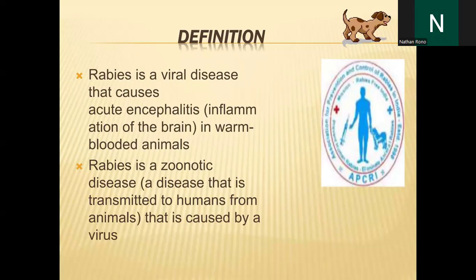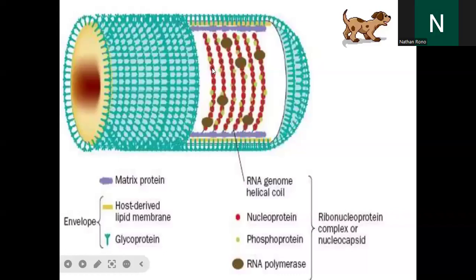So rabies is a zoonotic disease. Zoonotic means it's transmitted between animals and humans, and it's caused by the rhabdoviridae. So here is the rhabdoviridae or the rabies virus. One thing you have to note is it is bullet-shaped. Which virus have we done? We have done rotavirus, and rotavirus is circular. This one is bullet-shaped. Can you see it?